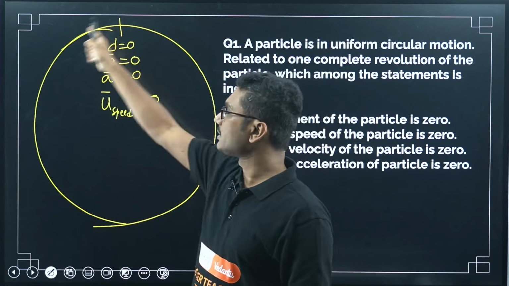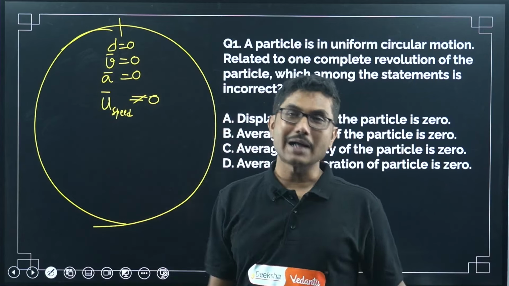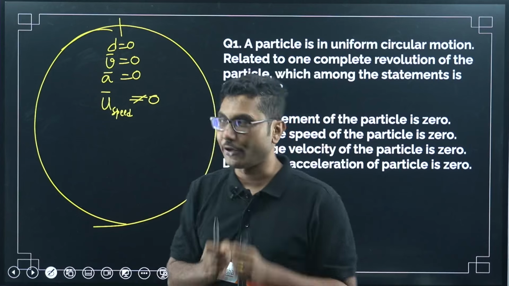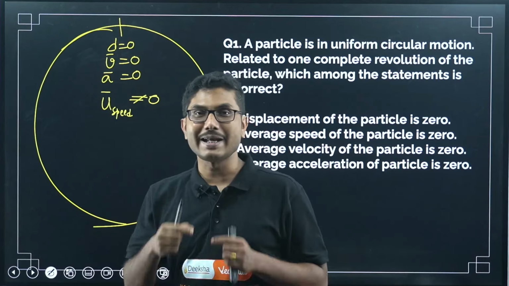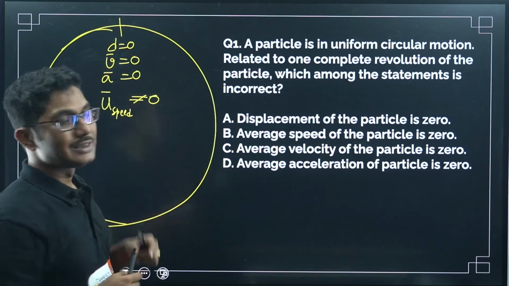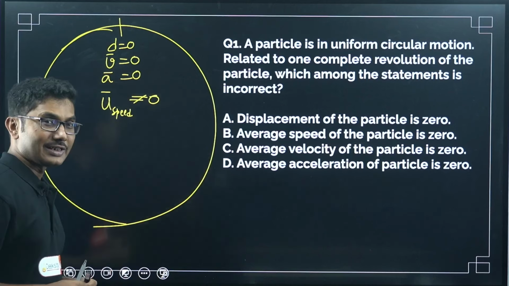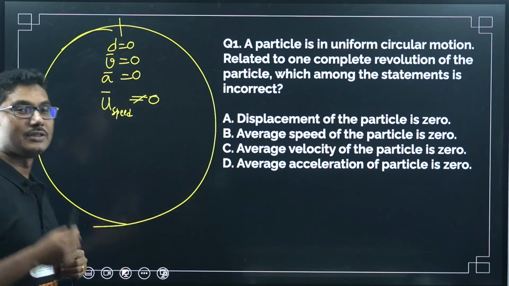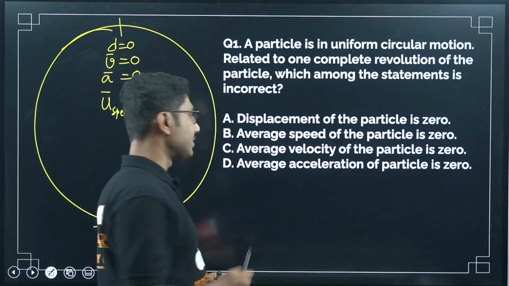Total distance traveled is the length of the path, whereas displacement is the distance between starting point and ending point. But in this case, starting point and ending point are both the same. That is why the displacement is 0, that is why average velocity is 0, that is why average acceleration is 0. But average speed is not 0 because total distance traveled is not 0.